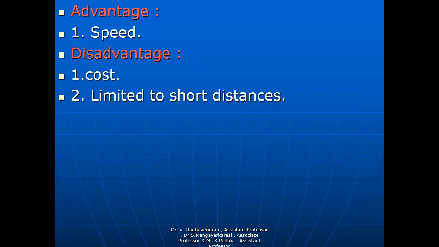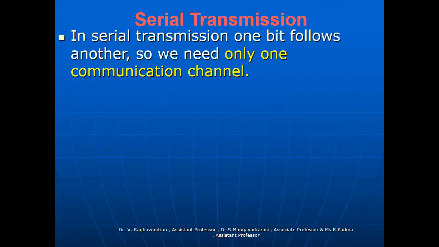It supports parallel transmission only within a limited distance because we are using n number of cables. That is the major reason. The next thing we are going to see is what is meant by serial transmission. In serial transmission, one bit follows another, so we need only one communication channel.